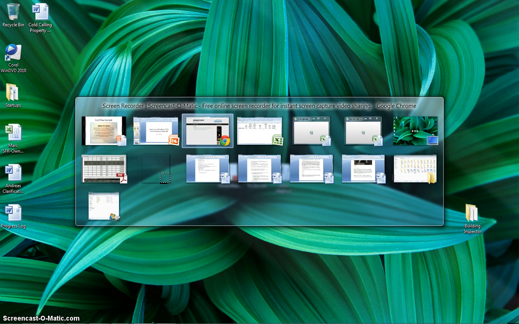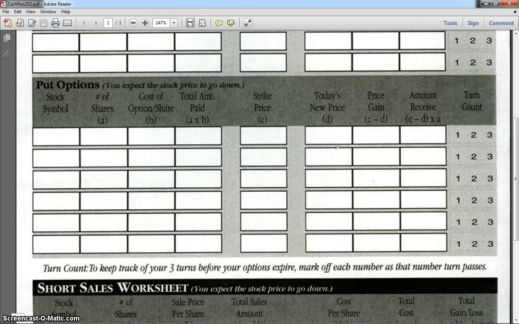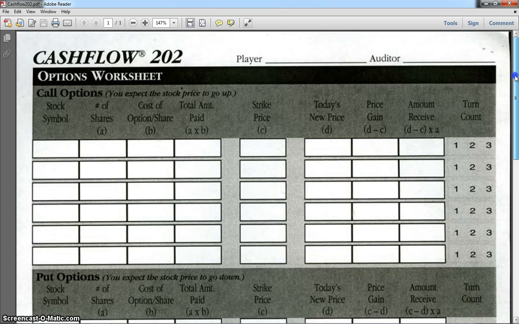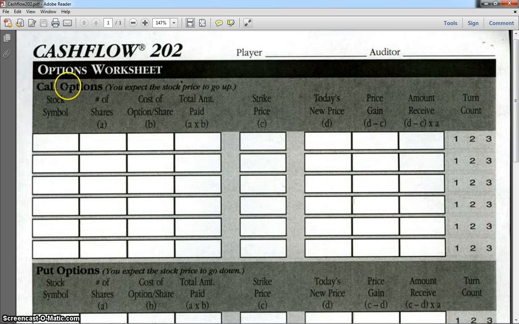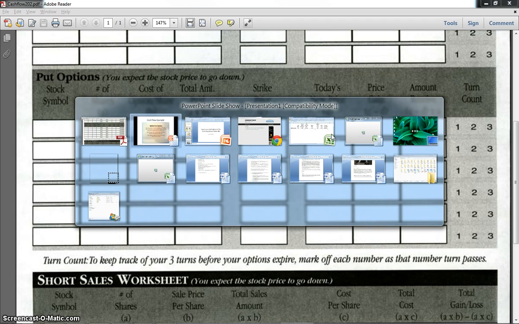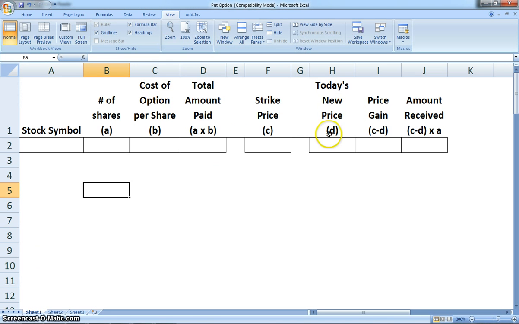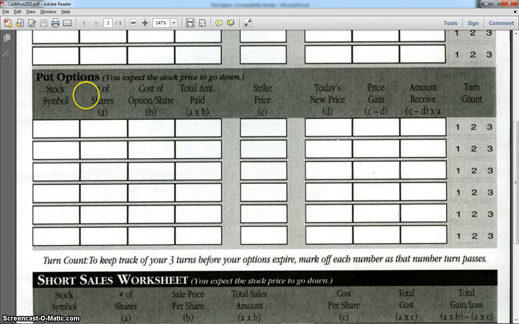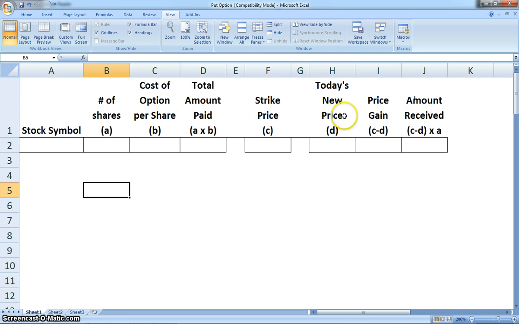I'm going to show you here what the game card looks like. So this is what your game card looks like in 202. And the options worksheet: you have call options and you also have the put options section right here. It puts it together nicely for you so that you just need to enter all the information and then you can make the calculations yourself. So what I've done is I've gone ahead and put this into an Excel format right here, with the same information from that worksheet that you just saw.